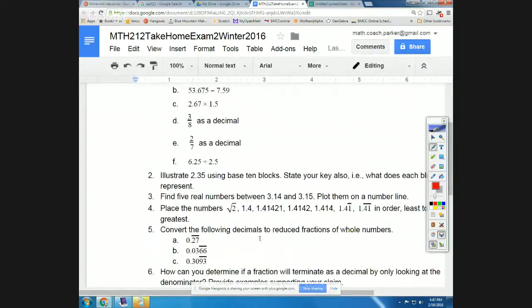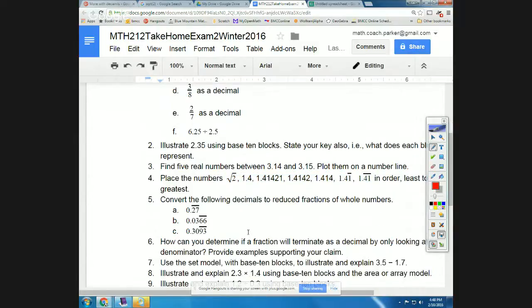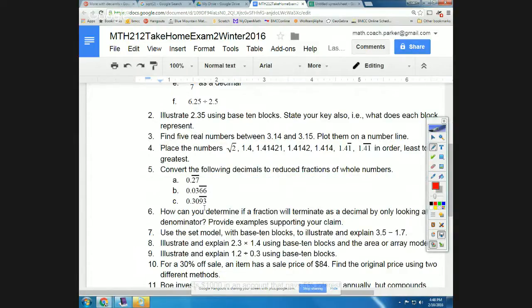So show me some things about a number with base 10 blocks. Like how could you use base 10 blocks to show somebody 2 3500s? Find some numbers between 3.14 and 3.15. 3.141, so that's not going to be too bad. Can you put these numbers in order on a number line? That's a little trickier. Can you turn these repeating decimals into fractions? We practiced that a couple of times. That's kind of tricky sometimes.